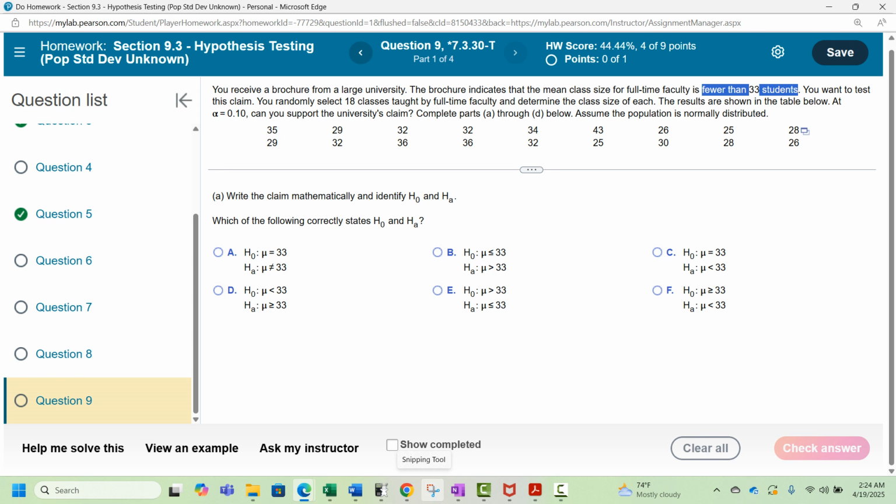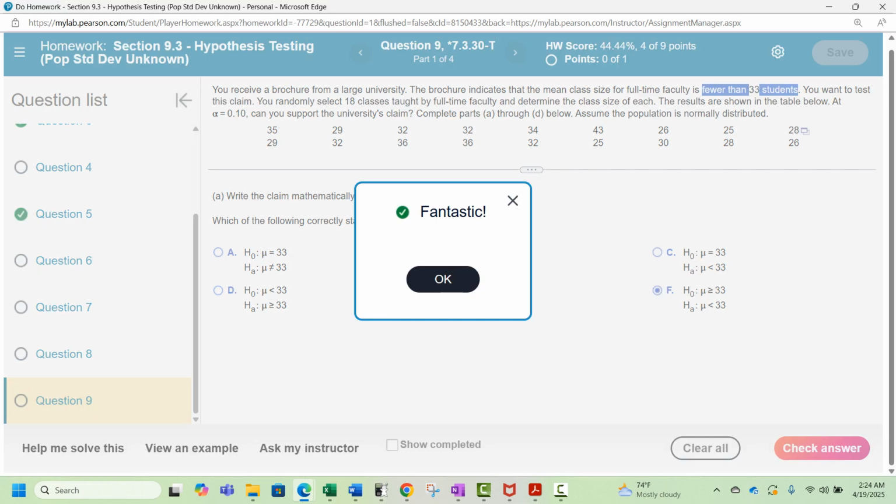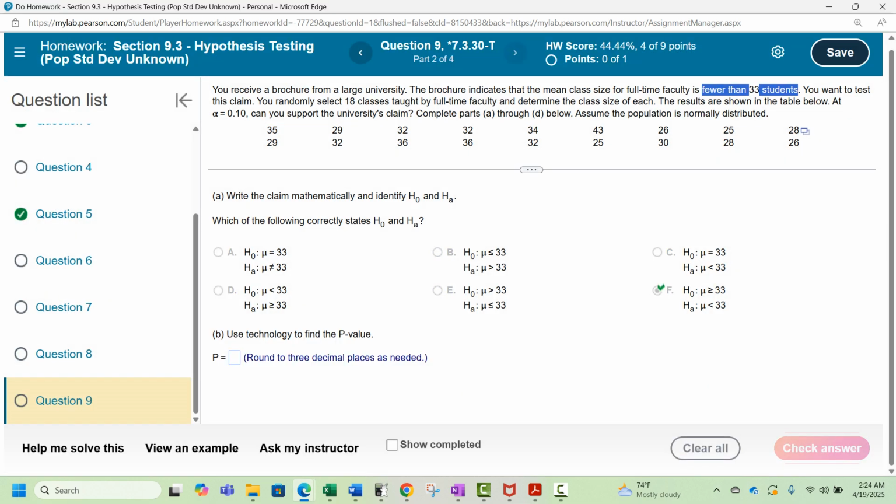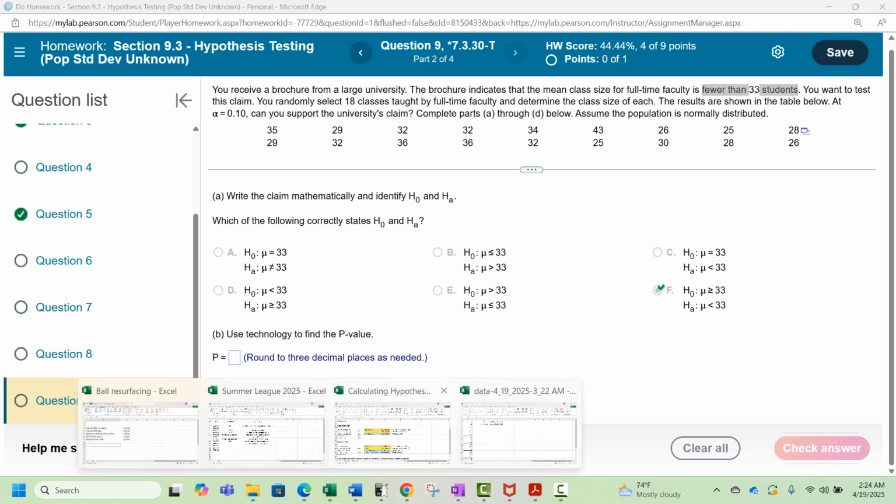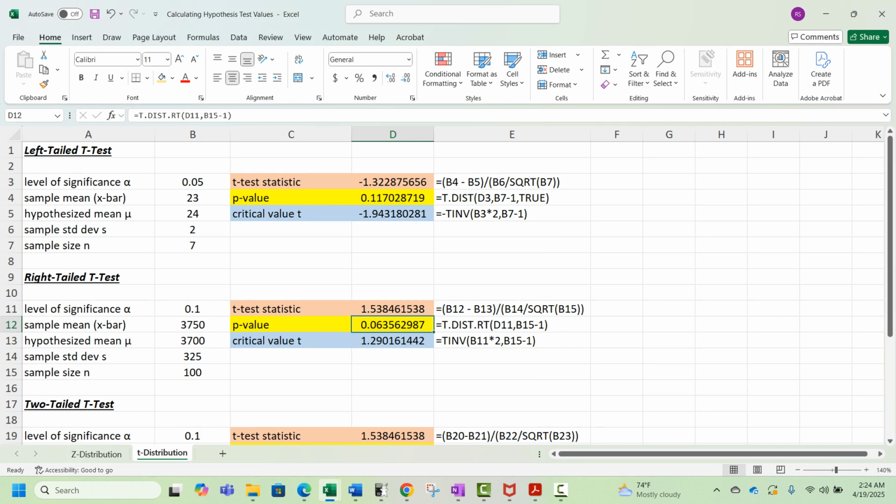Fewer than's less than. Less than's an alternative that pairs up with greater than or equal to. So I'm looking for a less than, a greater than or equal to, Ho, and I like answer F right there, which means this will be a left-tailed test. So that's going to be key which one I pick here. Left-tailed right there at the top.